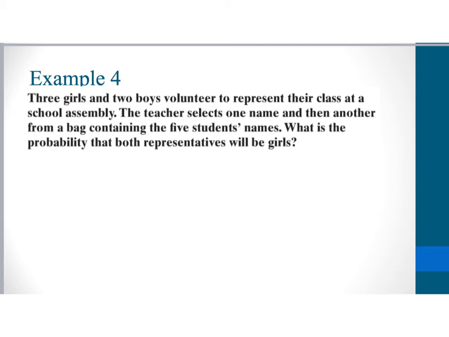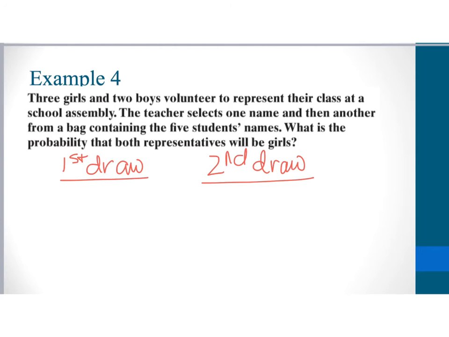Now, if we take a look at example 4, we'll see how this works. Example 4 says, 3 girls and 2 boys volunteer to represent their class at a school assembly. The teacher selects one name and then another from a bag containing the 5 students' names. What is the probability that both representatives will be girls?